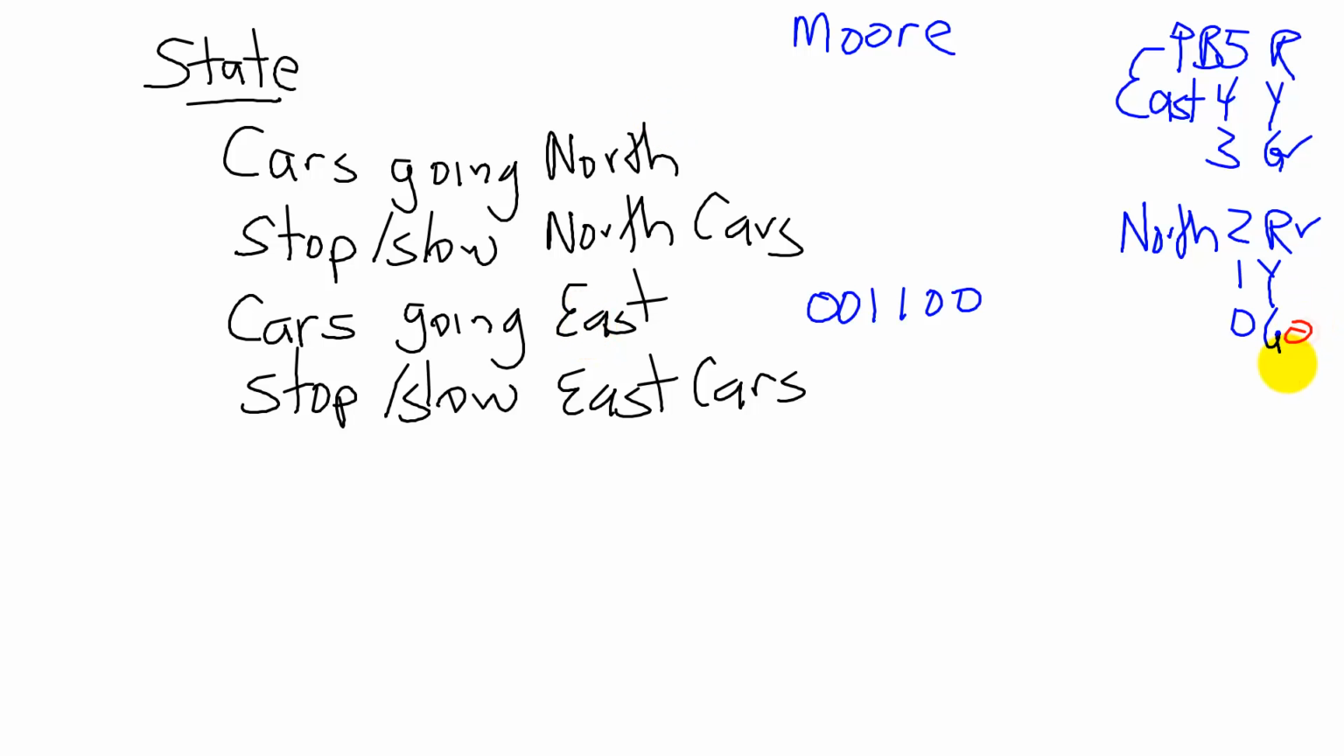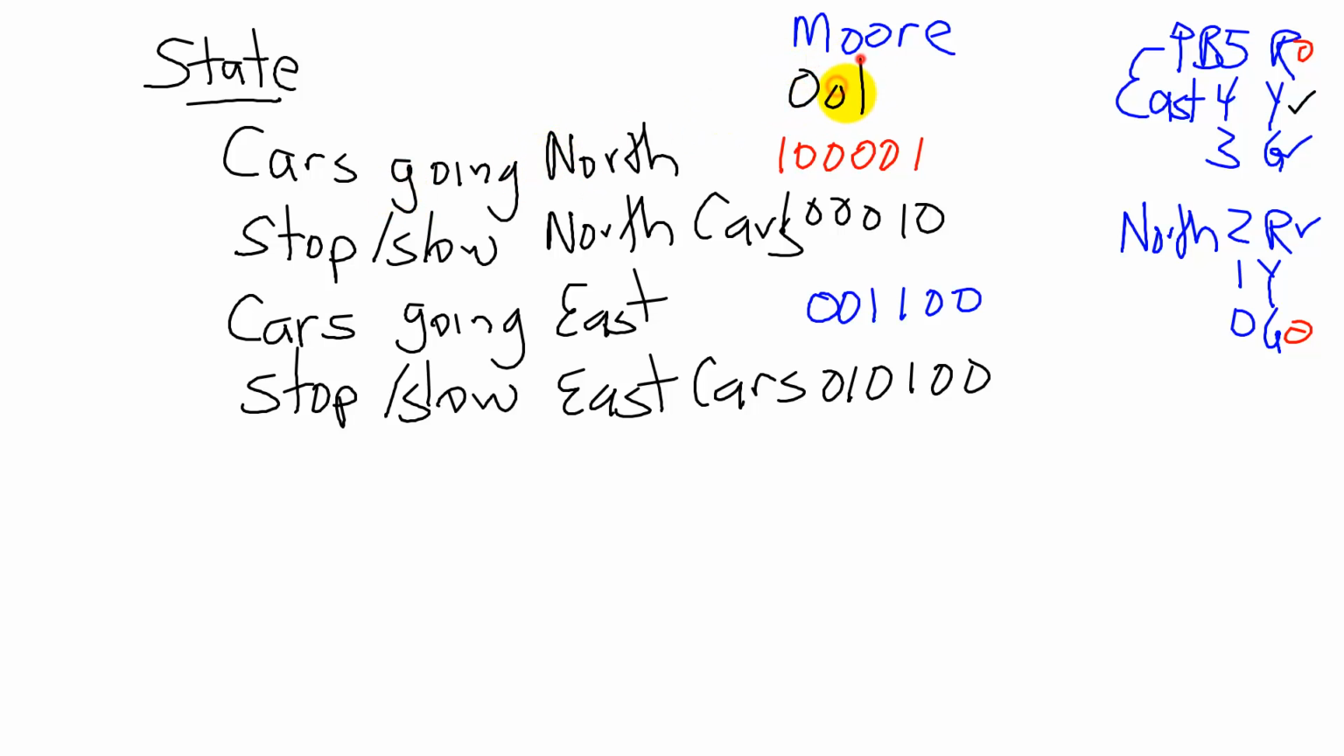Similarly, if I want cars to go north, I'm going to want to turn on this light and that light. 1, 0, 0, 0, 0, 1. When I want the cars to slow down on the north road, I'm going to flip this green light to a yellow light, and leave the red light on the east. And similarly, when I want the east cars to slow down, I'm going to turn on the yellow light for the east, 1, 0, 0, 1, 0, 0. So in a Moore machine, we see a one-to-one mapping between the state that we're in and the output pattern.